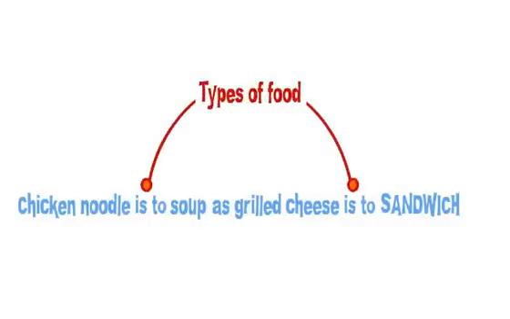Chicken noodle is to soup as grilled cheese is to sandwich. Chicken noodle is a type of soup, just like grilled cheese is a type of sandwich. The relationship? Types of food.